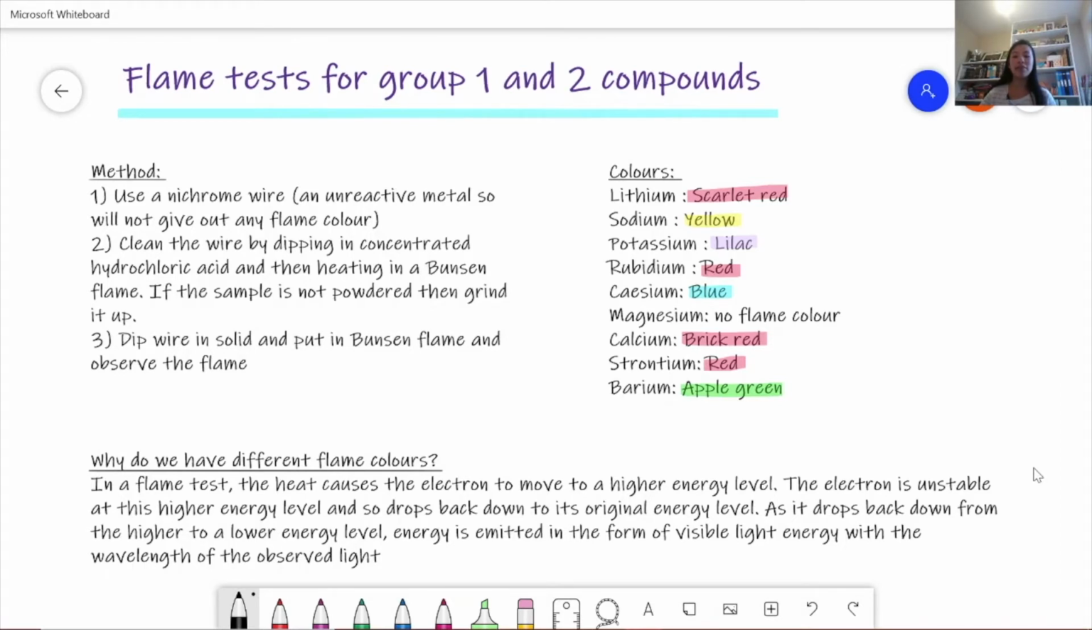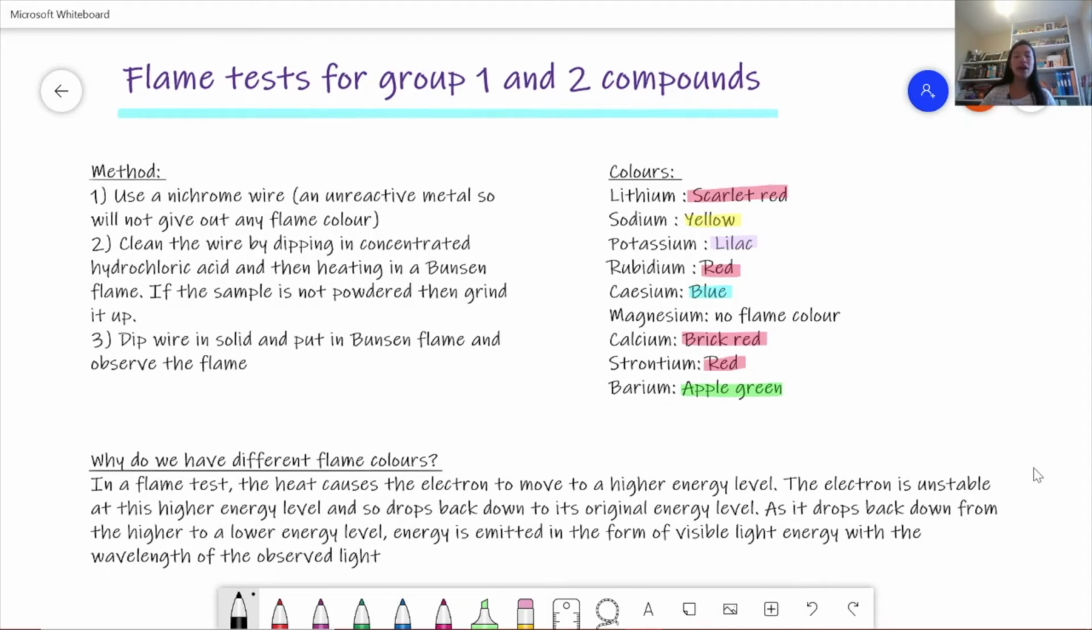And if the sample of compound is not powdered, then we grind it up. And the last step is to dip the wire into the solid and put it into the Bunsen flame and observe the flame. Now the colours we should get, you need to remember.